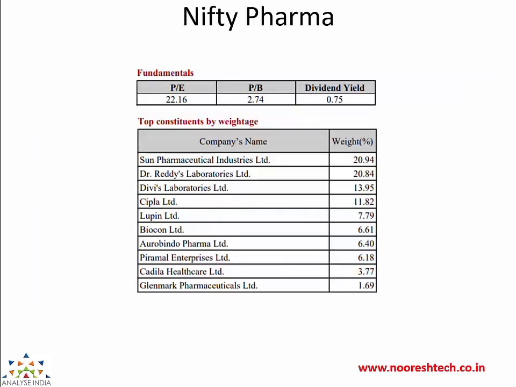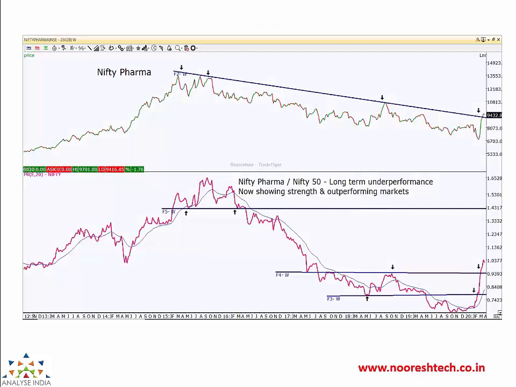Next we see is the Nifty Pharma chart. In Nifty Pharma, the majority of the weights are contributed by Sun Pharma, Dr. Reddy's, DIVIS, Cipla and Lupin. Let us look at the Nifty Pharma chart. Now, the Nifty Pharma chart has been in a constant downtrend since the year 2016, where you can see the Nifty Pharma chart making lower highs and lower lows on a continuous basis.